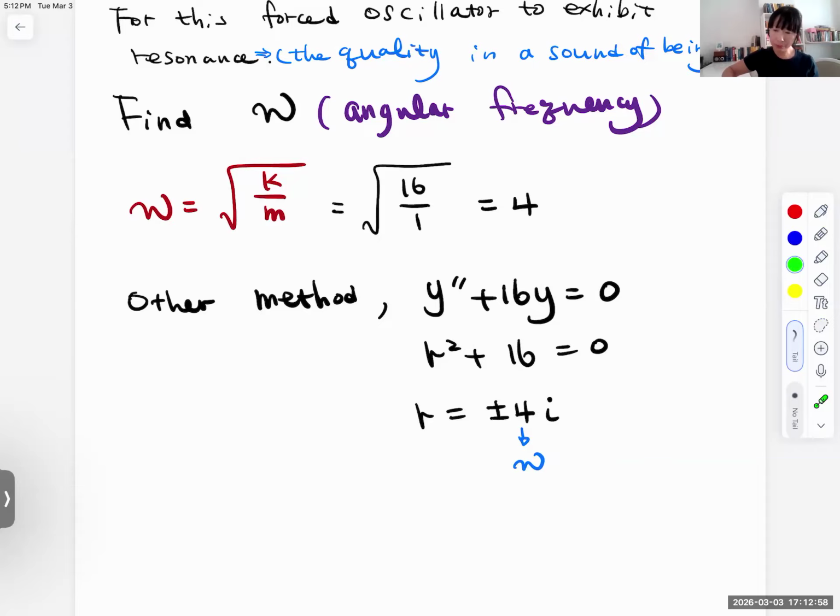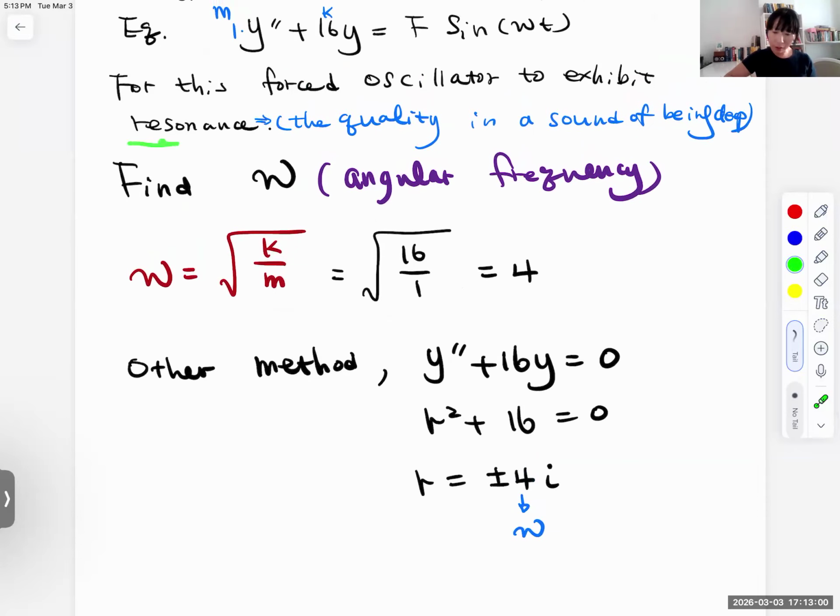Okay, so we have the vocabulary resonance. How do you pronounce resonance? The quality in a sound of being deep. Yeah, deep. Okay, let us do one more theorem, then one more question, then we are done for this section.